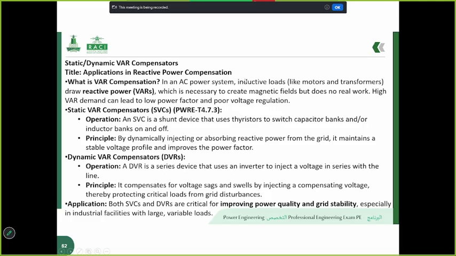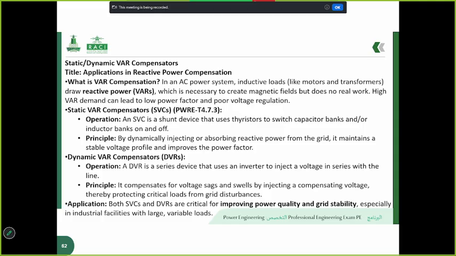So this slide explains the crucial role of reactive power or VAR compensation and introduces two key devices used for this purpose: static VAR compensators or SVC and dynamic voltage restorer or DVR. So reactive power is a fundamental part of AC power systems. Just to refresh your mind, it is necessary to create the magnetic fields required by inductive loads like motors and transformers.